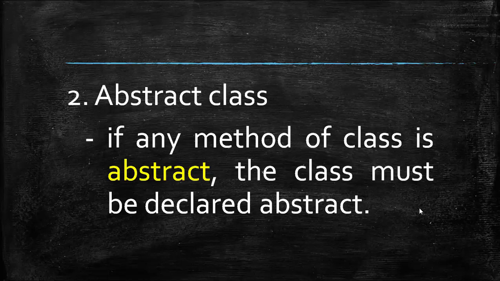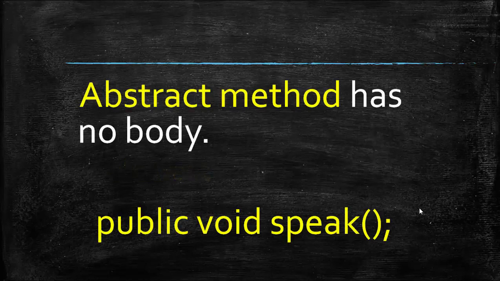So now what is abstract method? That should be our next question. An abstract method has no body. For example, the method shown here, a public void speak. Such methods have no body. They are known as abstract methods. Now if any class has such a method in it, then that class must be made abstract. We'll understand it when we program it, so stay with us.